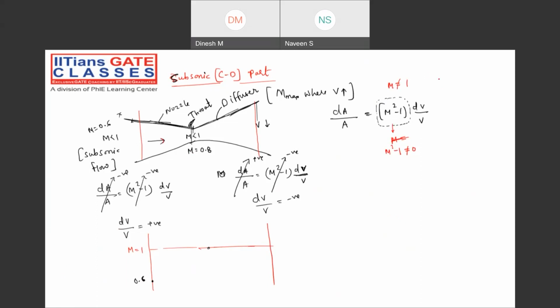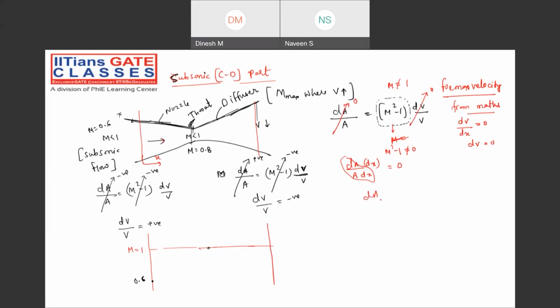Now, for maximum velocity, from mathematics you know that dv by dx, supposing you are taking along the x direction, dv by dx must be equal to 0, or we can say dv must be equal to 0. If dv must be equal to 0, dA by A must be equal to 0. Again from mathematics, if dA by A is 0, so what about dA by dx? dA by dx will also be equal to 0.